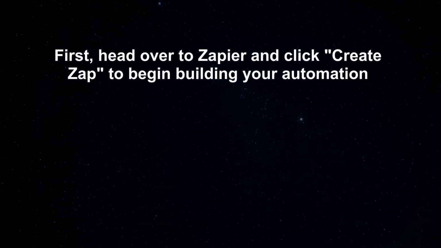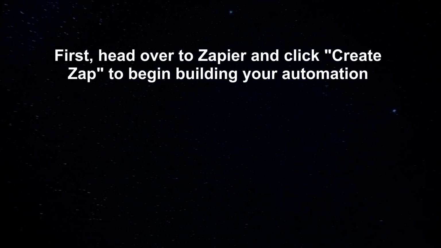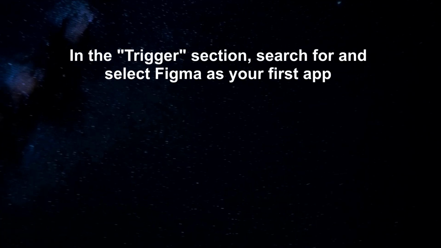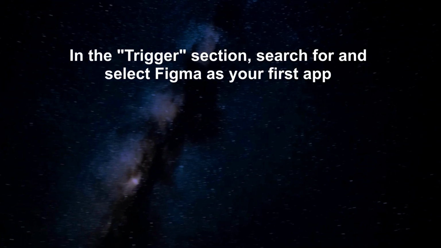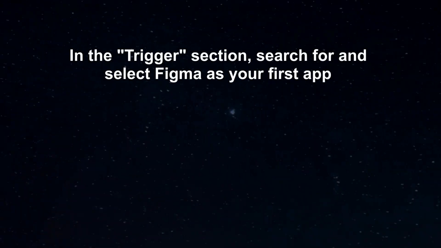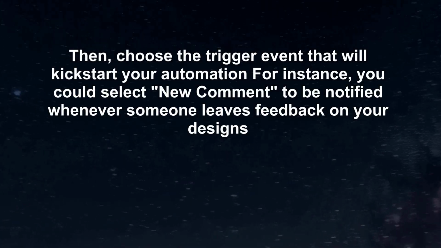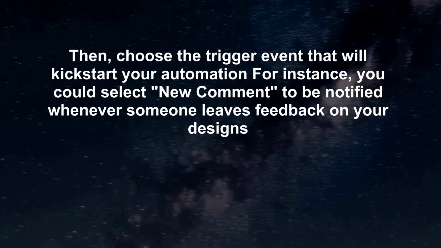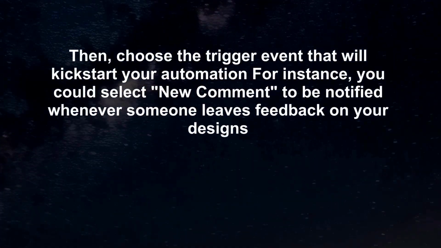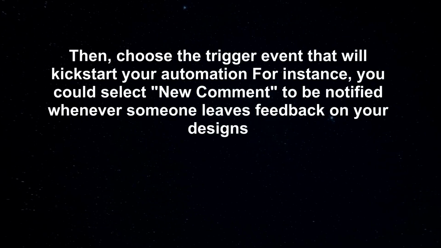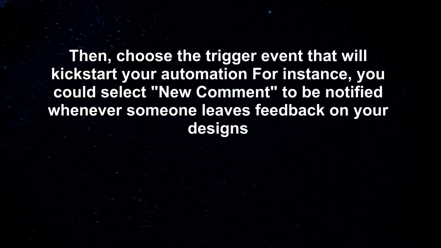First, head over to Zapier and click Create Zap to begin building your automation. In the Trigger section, search for and select Figma as your first app. Then, choose the trigger event that will kickstart your automation. For instance, you could select New Comment to be notified whenever someone leaves feedback on your designs.